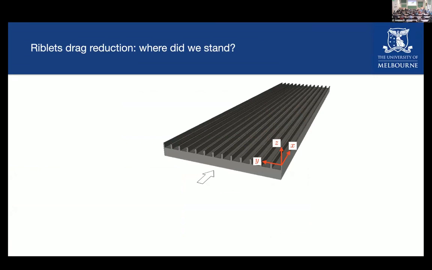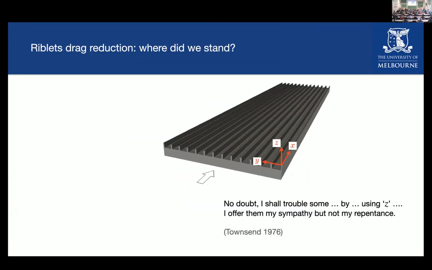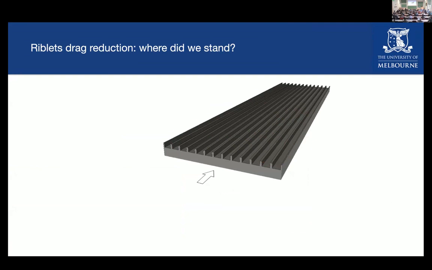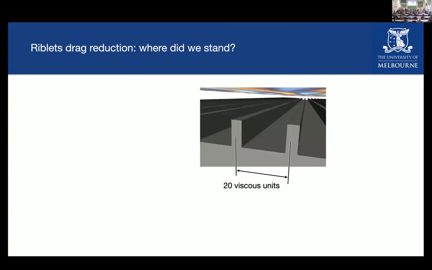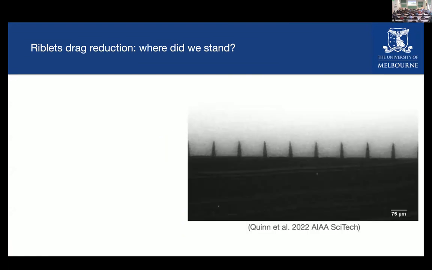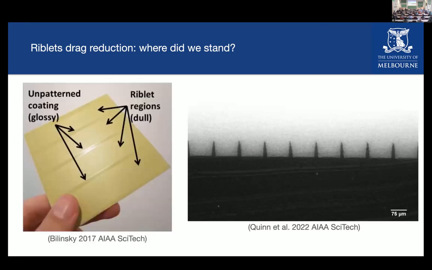And if you resist this notation, I shall read to you what Townsend has to say. And I quote, "I offer them my sympathy, but not my repentance." So these Riblets are tiny, right? Compared to the near wall structures, which are 100 wall units, these Riblets are much smaller. They're about 5 times smaller. And this translates in practice to about 100 microns. So you can't see them with your eyes. All you see is a dull surface.